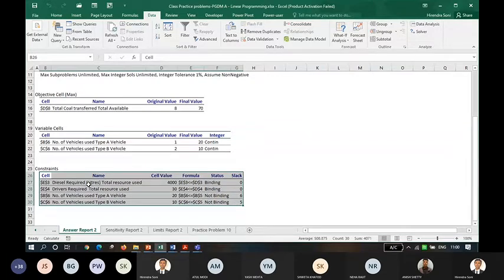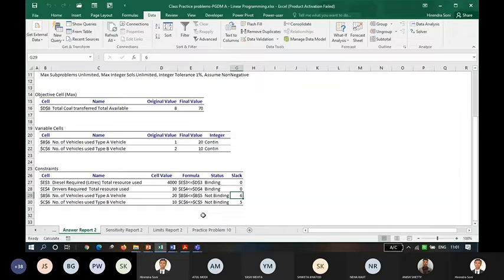Okay, this says diesel required. Total resources used, according to the title we had given there, it has taken as our RHS. These are our RHS values: 4,000, 30, 20, and 10. It says out of all the 4 resources, these 2 resources, where we had written diesel and drivers, are the 2 which are binding resources. Binding means these are completely utilized, and hence you will see that slack values are 0 for them. Whereas number of type A vehicles and number of type B vehicles are non-binding. That means they are not getting utilized completely. 6 vehicles of type A are still left out and 5 vehicles of type B are still left out.